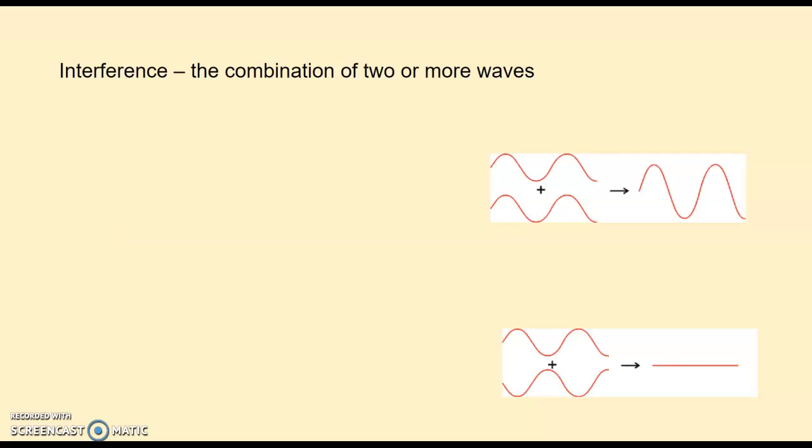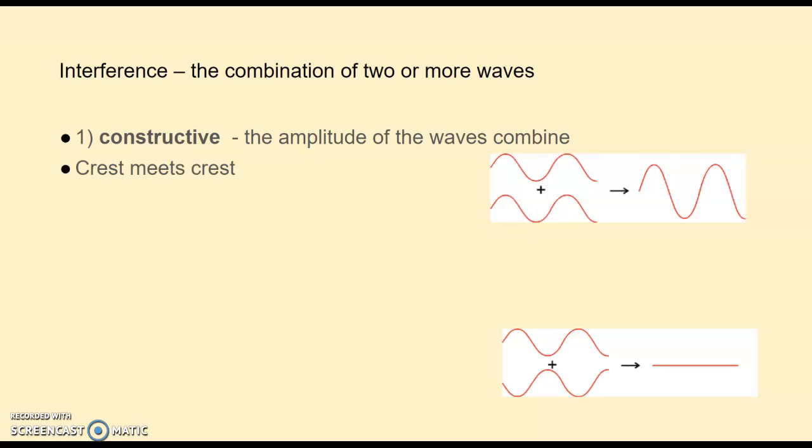The last thing I want to talk about for this section of the notes is what happens when waves interfere with each other. So this word interference, maybe you've heard the term in sports, right? If an interference happened, that means something kind of messed with something else. That's exactly what's happening here with my waves. I have two types of interference. I have constructive. This is where the amplitude of the waves combine.